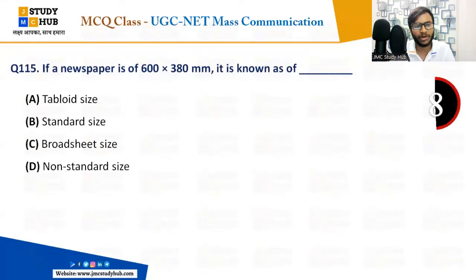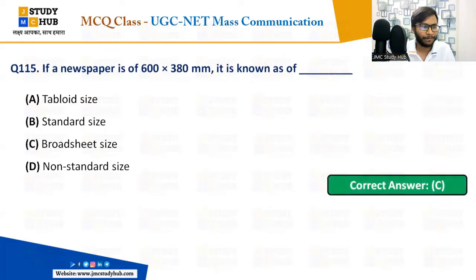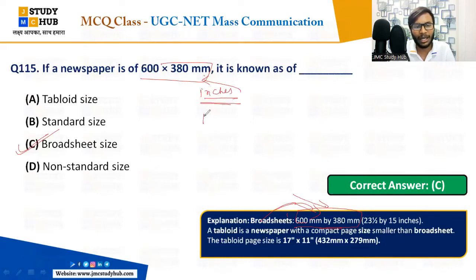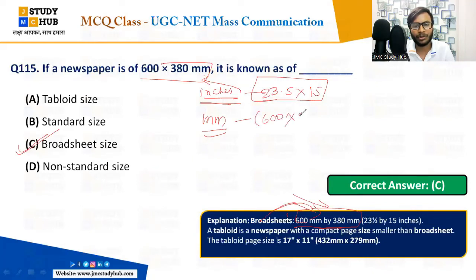If a newspaper is of 600 into 380 mm, it is known as broadsheet. Very good, broadsheet newspaper. Wo kaun sa newspaper hota hai? Broadsheet newspaper hota hai. Absolutely. The size of the broadsheet is 600 mm into 380 mm. They can confuse you, right? Sometimes they will give you in inches. So aapko inches bhi yaad rakhna hai aur aapko mm bhi yaad rakhna hai. In inches, it is 23.5 into 15 inches. Please remember the size of the broadsheet.